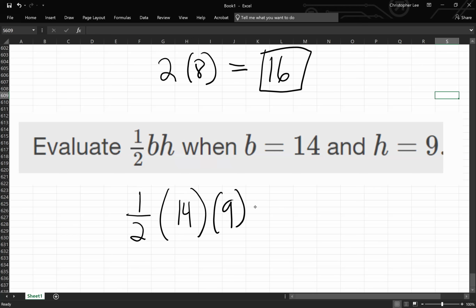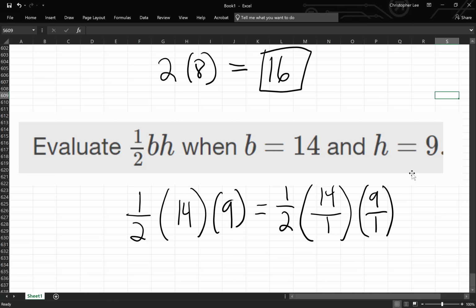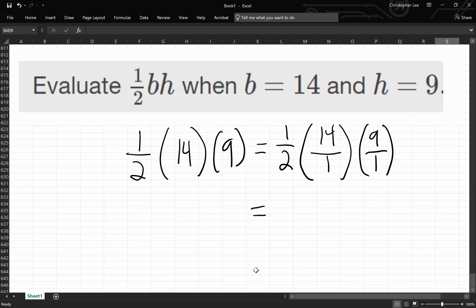All right. So this is going to become 1/2. Remember, whole numbers we got to put over 1, right? 14/1, 9/1. How do I multiply fractions again? I forgot. Straight across, right? So the top is going to be what? 1 times 14 times 9 over the bottom, which is 2 times 1 times 1.